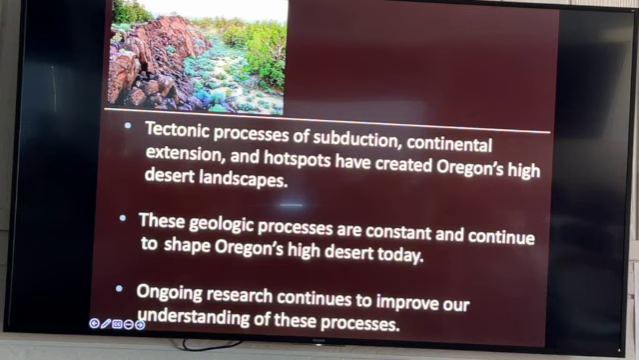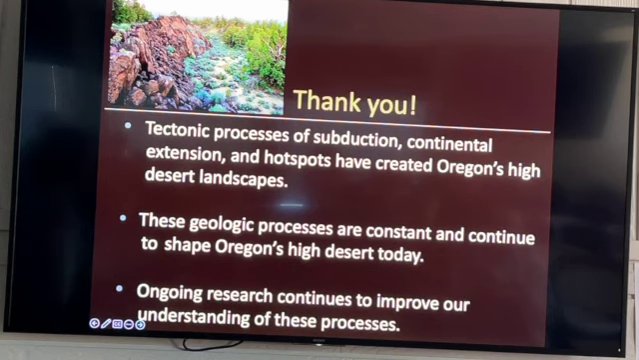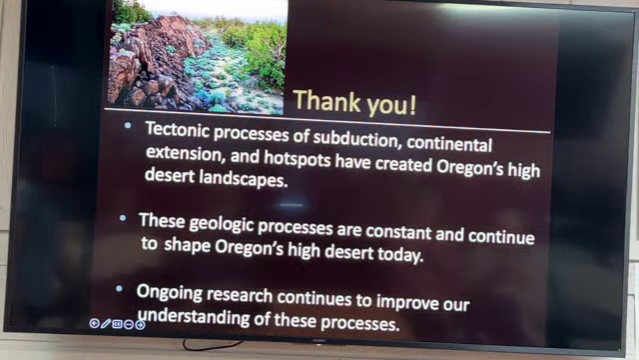Just summing it up, these processes of subduction, continental extension, and hotspots have created Oregon's high desert landscapes like what we see and know today, but also throughout the past. Subduction hasn't just created the Cascades, it's created other parts of Oregon. Hotspots haven't just created what we see in the Columbia River basalts, but other parts of Oregon as well. And these processes are constant, they're continuing now, and we could see changes in the future. I've tried to highlight some of the newer research that is still working now to improve our understanding. So thank you so much for making it through all of this.